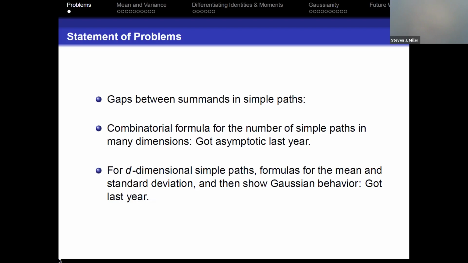So is everybody comfortable with probability at the level of mean and standard deviation? Yes. Okay. Is everybody comfortable with what it means when I say converges to a Gaussian? Yes. Excellent.